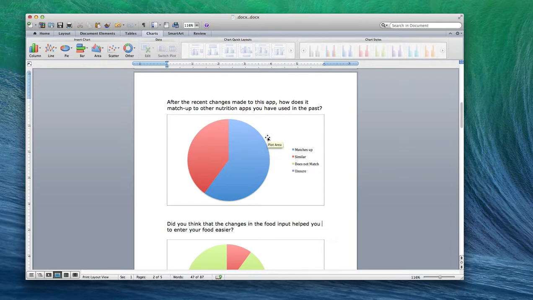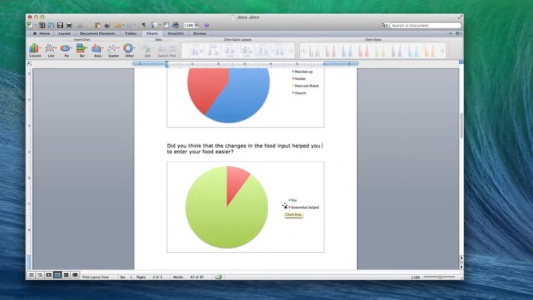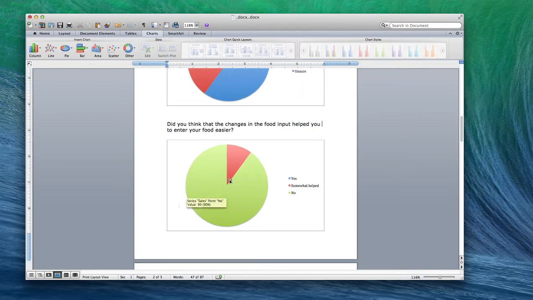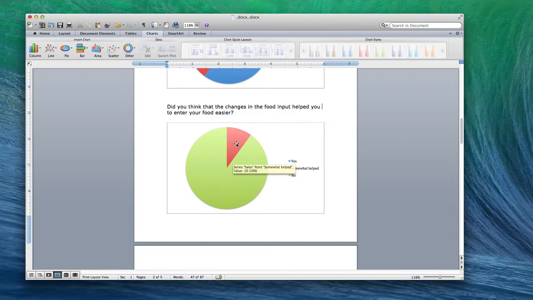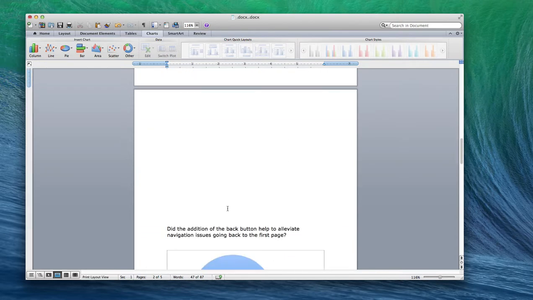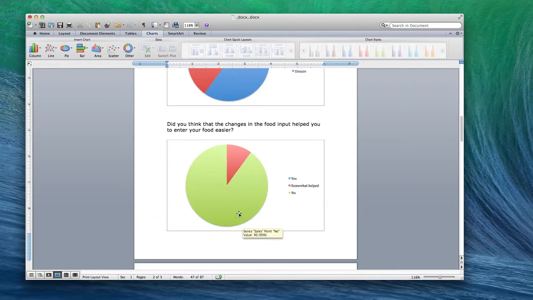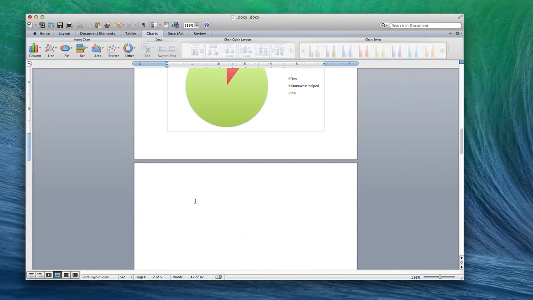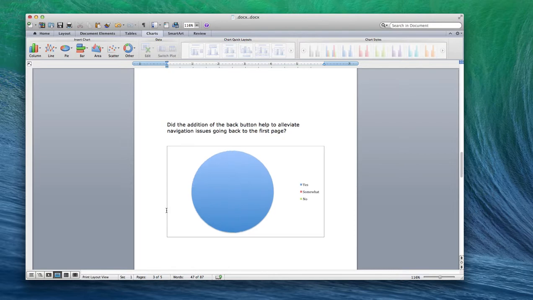After the recent changes made to this app, how does it match up to the other nutrition apps you have used? 60% said it matched up, and 40% said it was very similar. So that's definitely encouraging. Did you think that the changes in the food input helped you to enter the foods easier? Whoops, that is wrong. I entered that wrong on here, sorry. 70% of the people said yes, it did help, and 10% said somewhat helped. Or excuse me, 90% said it did help.